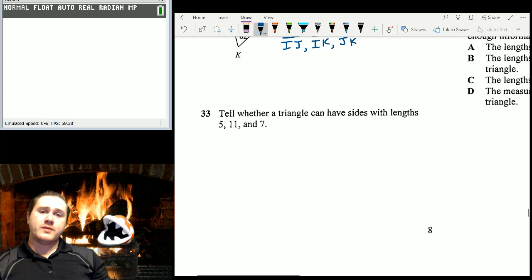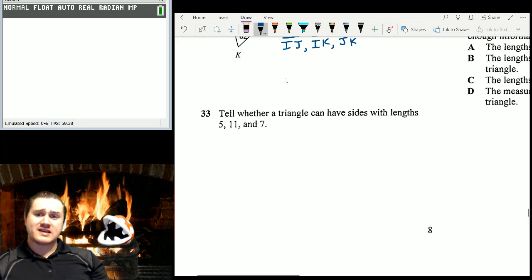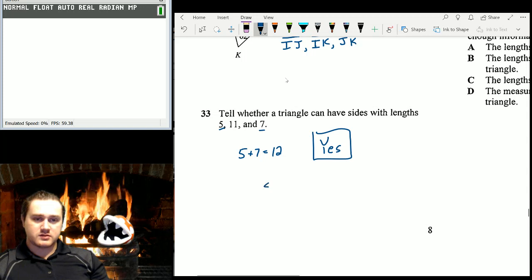Number 33 asks if this can be a triangle. So the way that you determine if a figure can be a triangle is you add the two smaller sides, and it has to be larger than the third side. If it's equal or less than, it doesn't work. Okay, so on this one, the two smallest ones are 5 and 7. So 5 plus 7 is 12. 12 is bigger than 11. So yes, this can be a triangle. 5 plus 7 is larger than 11.